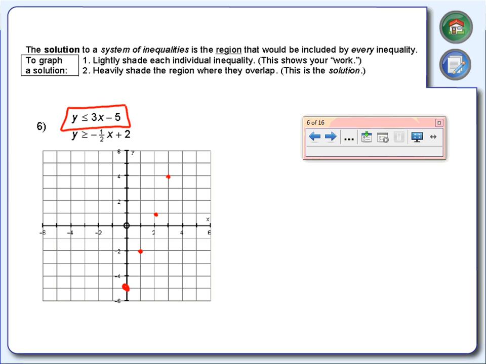Before you connect the dots, double check what kind of line do we need. It's a solid line. And I also need a shade that says less than, so I should shade to the bottom. This would be the bottom. So lightly shade. Lightly. Not too dark. Very lightly shade.